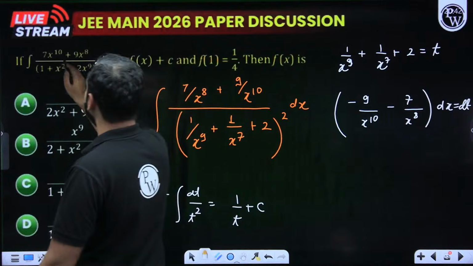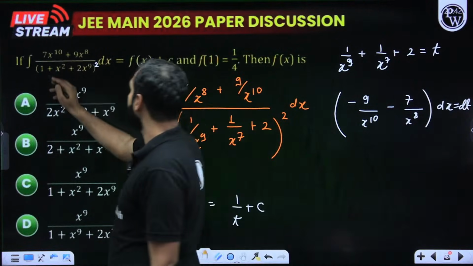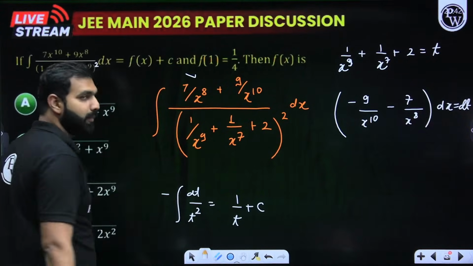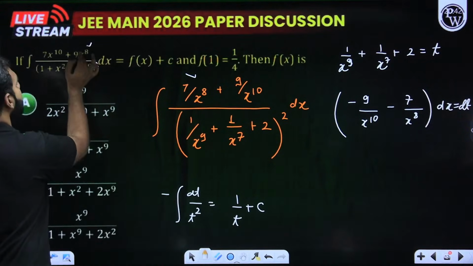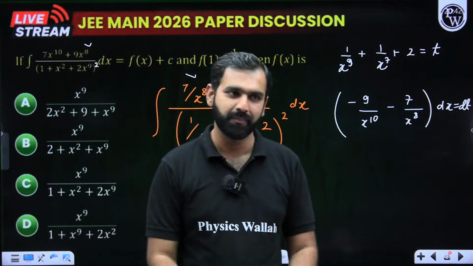So when you divide x to the power 18 here, in the numerator, x to the power 10 by x to the power 18 will be x to the power 8 in the denominator. X to the power 8 upon x to the power 18 will be x to the power 10 in the denominator. Everyone with me on this?